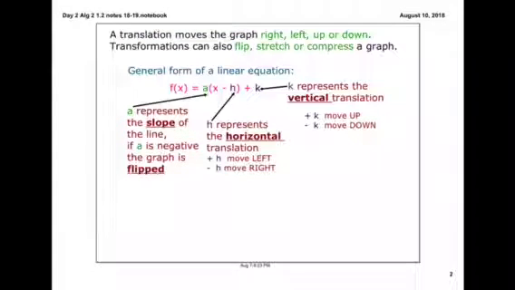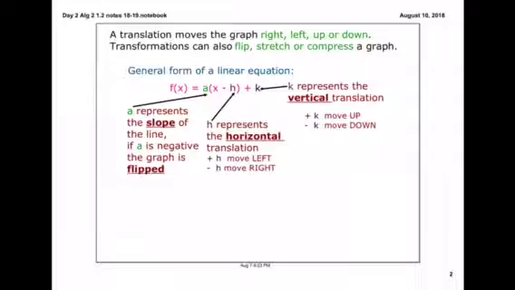A translation moves the graph right, left, up, or down. Transformations can also flip, stretch, or compress a graph. A general form of a linear equation is f of x equals a, which represents the slope of the line. If a is negative, the graph is flipped. H represents the horizontal translation.